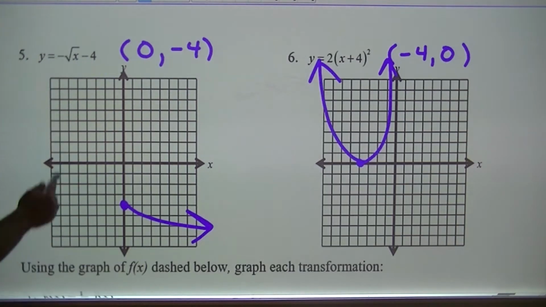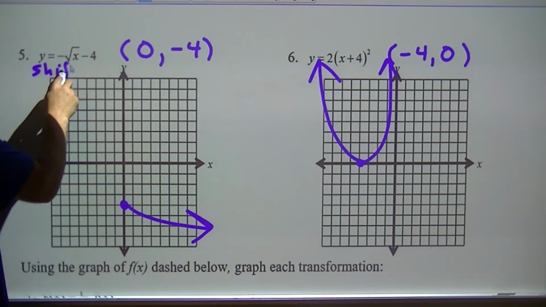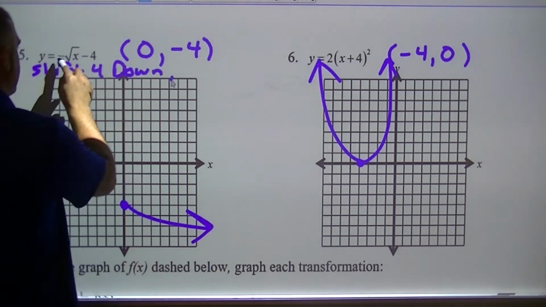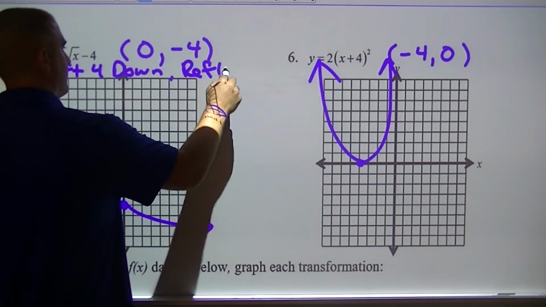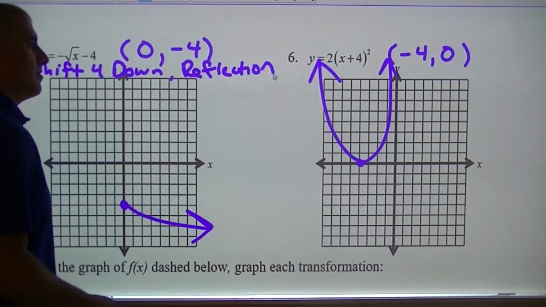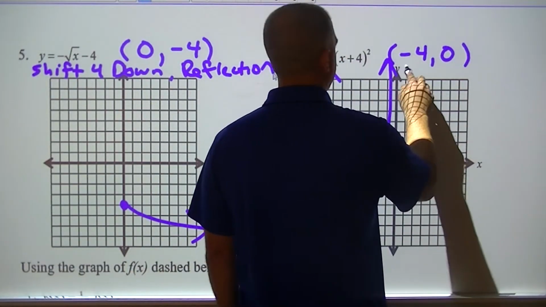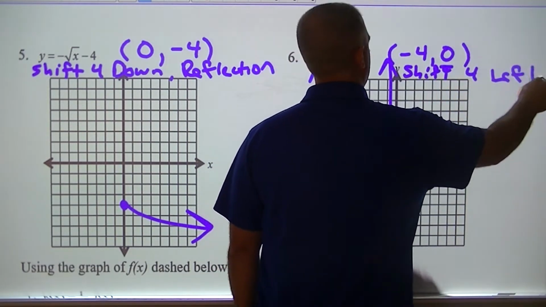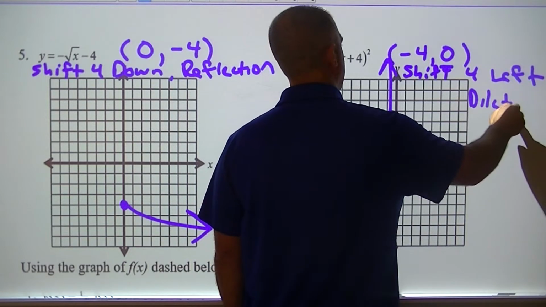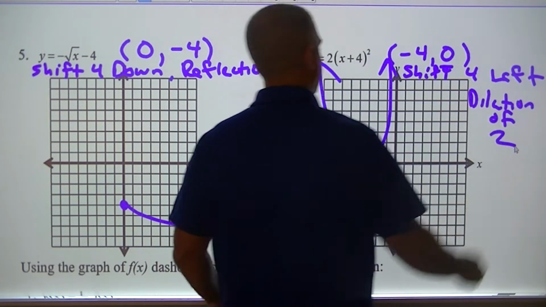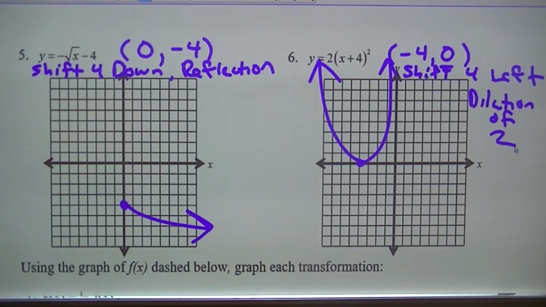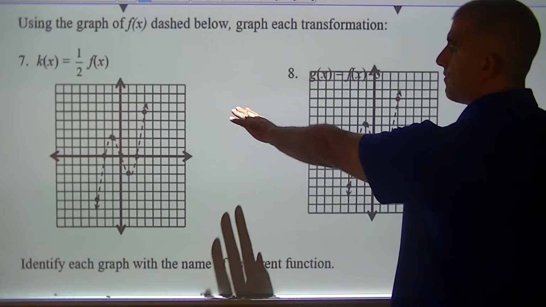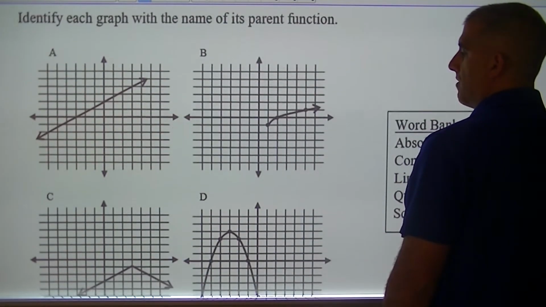So this is actually pretty easy. This is a shift 4 down, and I don't talk about the x because it's a 0. And because there's a negative here, there's a reflection. This is a shift 4 left, and this has a dilation of 2. So if there's a number out front, that's the dilation. You can see other videos for this. I'm going to skip through that. I'm just going to go down to here.